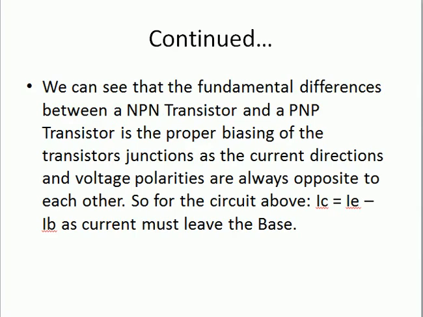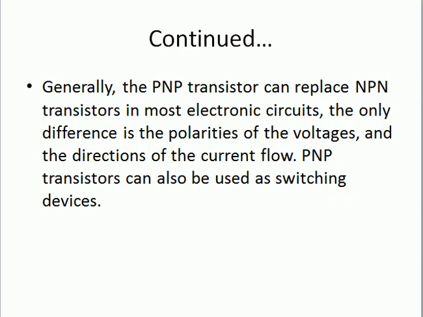So we can see that the fundamental difference between the NPN transistor and PNP transistor is the proper biasing of the transistor junctions, as the current directions and the voltage polarities are always opposite to each other. So for the circuit above, IC is equal to IE minus IB, as current must leave the base. That's why the negative sign here. Generally, the PNP transistor can replace NPN transistor in most electronic circuits. The only difference is the polarities of the voltage and the direction of the current flow. The same thing has been mentioned in the above slide. PNP transistor can also be used as a switching device.